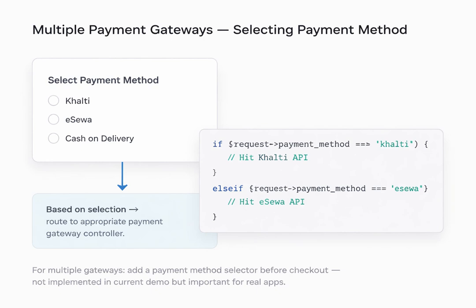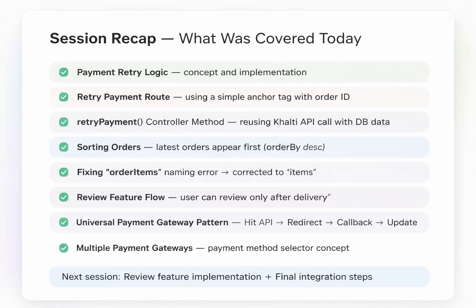But in a real production application with multiple payment options, this is an important UI and backend consideration. The checkout form would capture the payment method, and the controller would branch accordingly to hit the right gateway's API. To bring this section together, today covered a lot of practical ground.